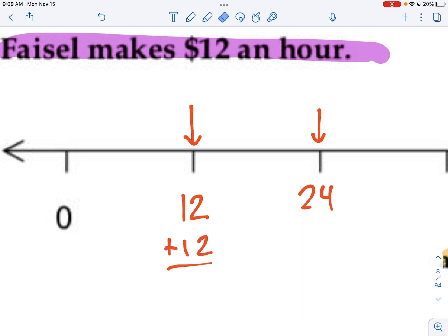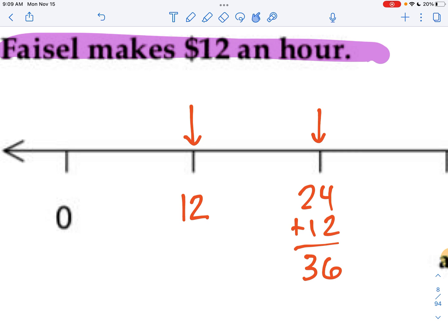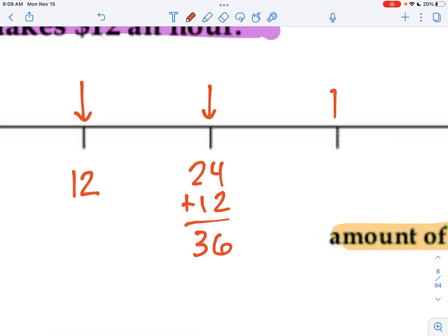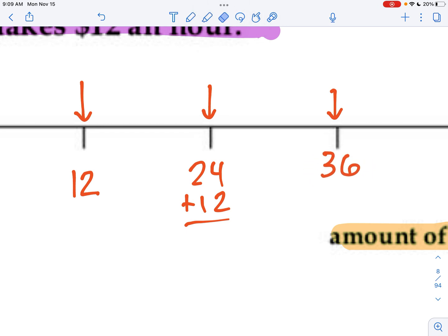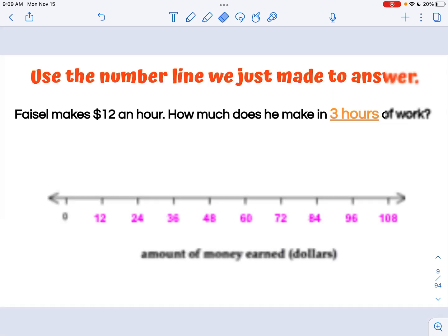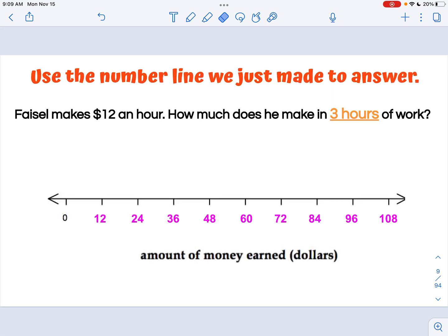Oops. Let's move that. If he works another hour, he should make another $12. That's 36. So I'm going to put that underneath the next tick mark. If I keep this pattern going, I'll get a number line that looks like this. And see, here it is, 12, 24, 36. If I keep adding 12, then we'll get all the way to 108, which seems like a lot of money, but it takes a long time to get there.